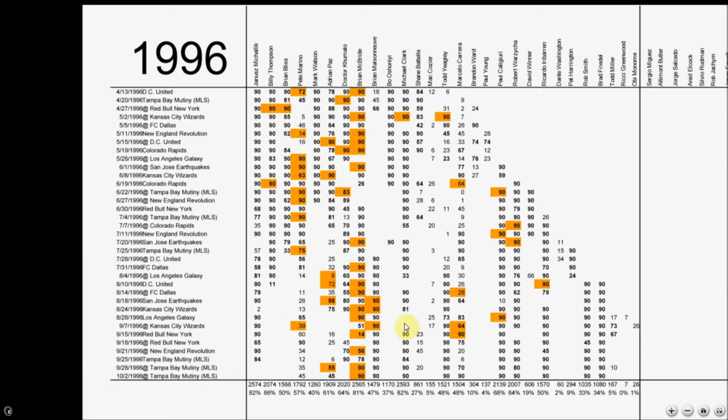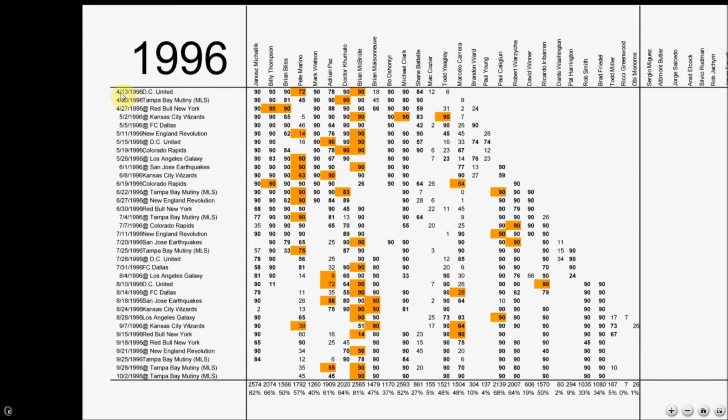Down the left and across each row you have the games that the team plays, and then each column represents a player used by a team throughout the course of its life. The way to read any given game is to look across, and any number that appears in bold was a player who started that game. Any number that appears in a lighter font is a player who came on as a substitute, and players that are highlighted in orange, in this case, are players who scored goals.